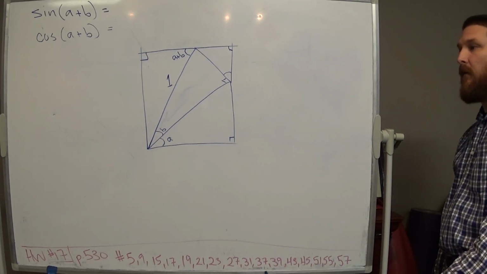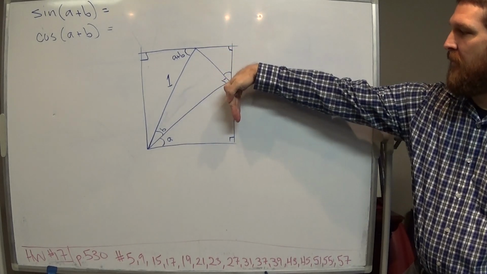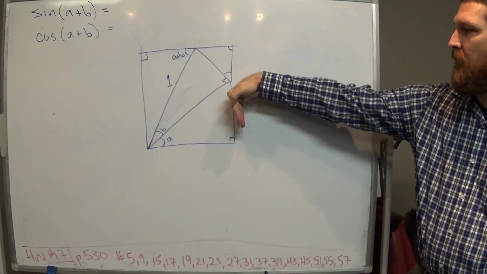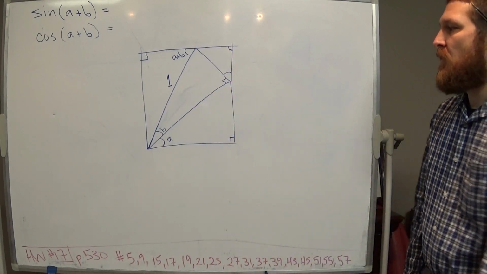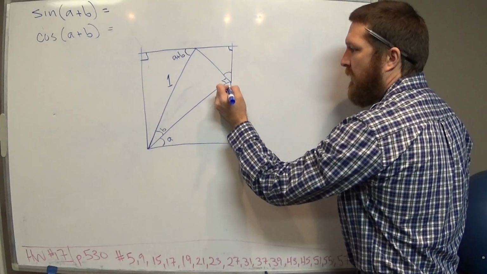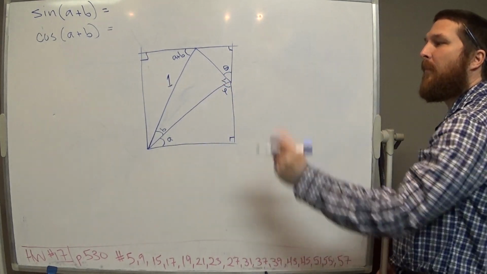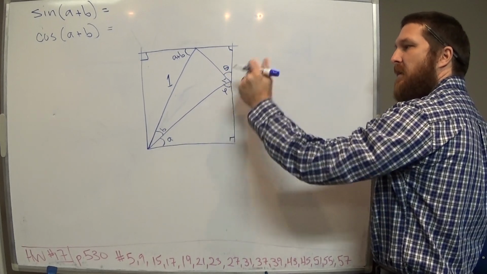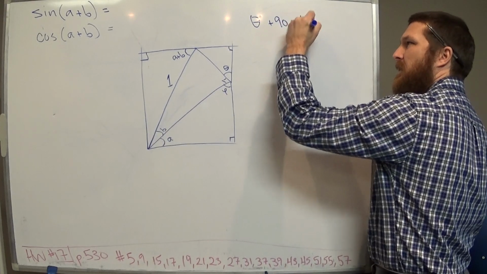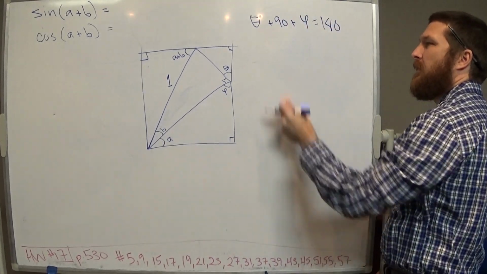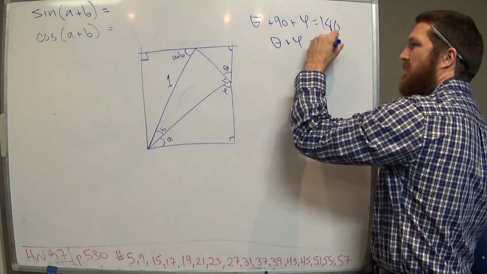One thing I notice is that from here all the way to here is 180 degrees. Right? That's a straight line from here all the way to there. So I could say, I don't know what this is, so I'm going to call it theta. I don't know what this is, I'm going to call it phi. But I could tell you that that plus that is 180. So theta plus 90 plus phi is 180. Subtract off the 90 and I get theta plus phi is 90.